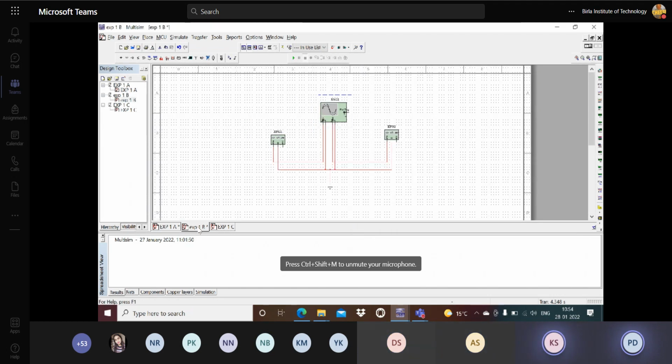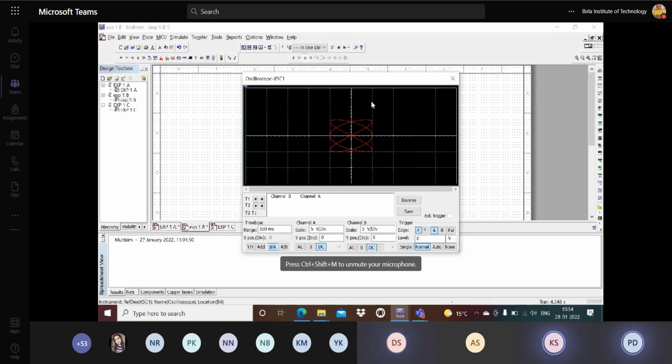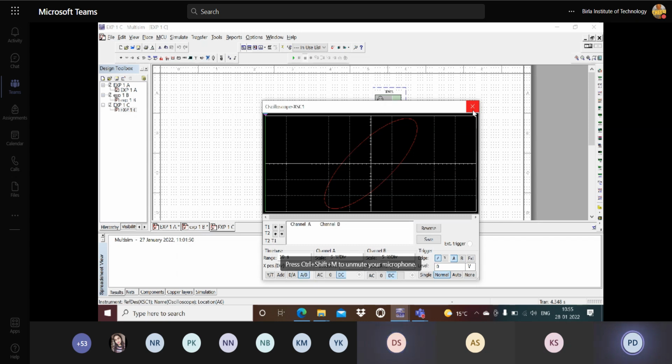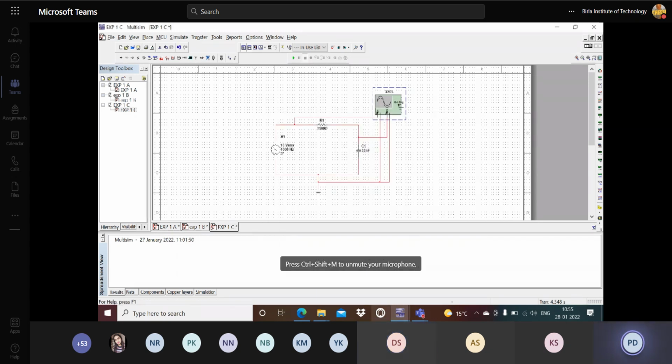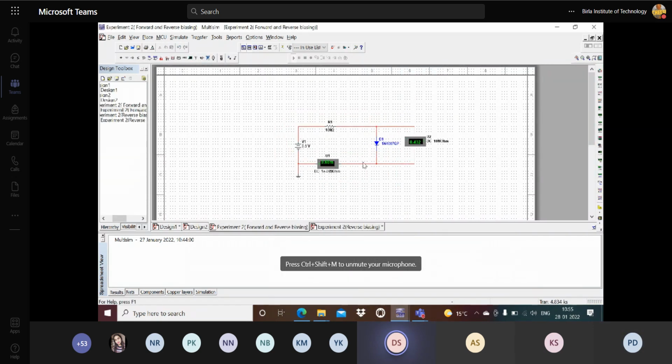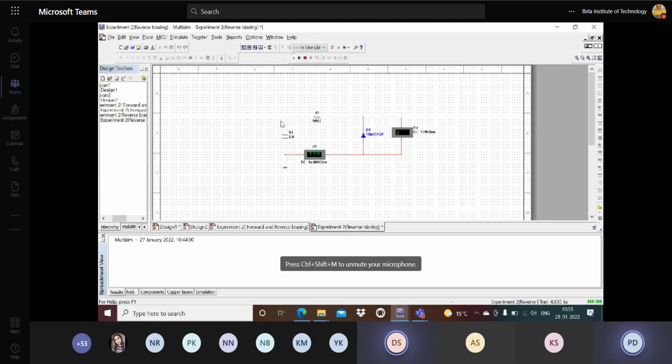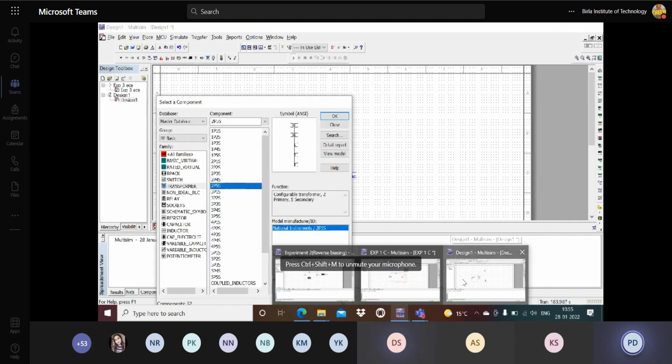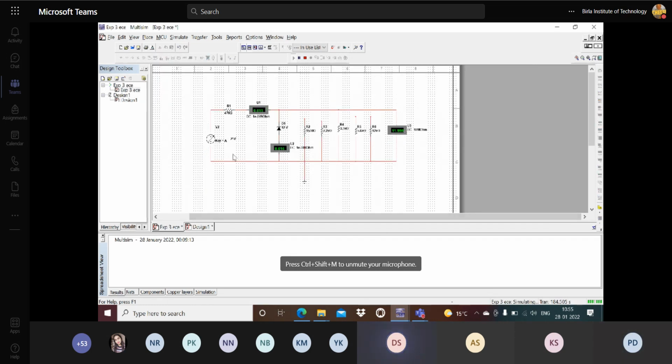This is experiment 1A. Pattern. Okay, quickly, Dipjot. This is experiment 1B. This is experiment 1C. This is the forward biasing. This is the reverse biasing. And this is experiment 3. I'm changing the values. 15 and the output is close to 12.